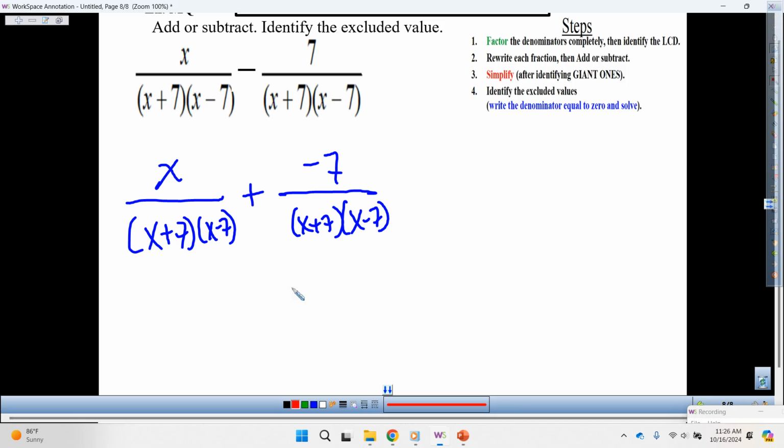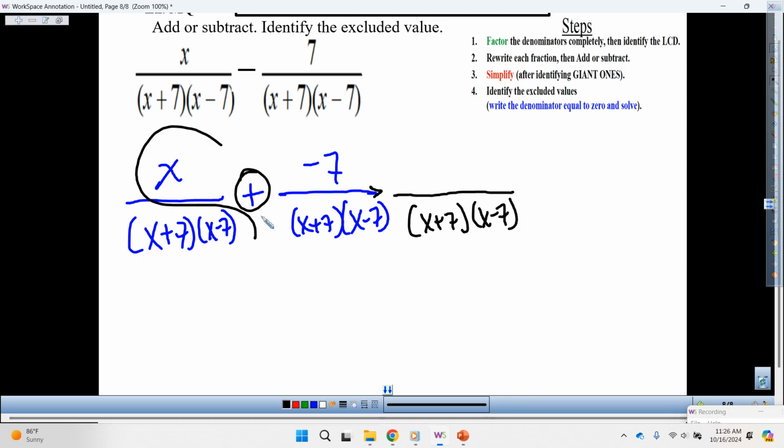Common denominator. We do what? Add. So, here we go. X plus 7, X minus 7. Therefore, what do I write on the numerator, Ashlyn? X minus 7, that is correct.